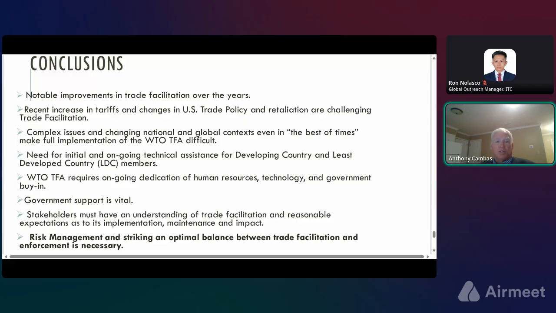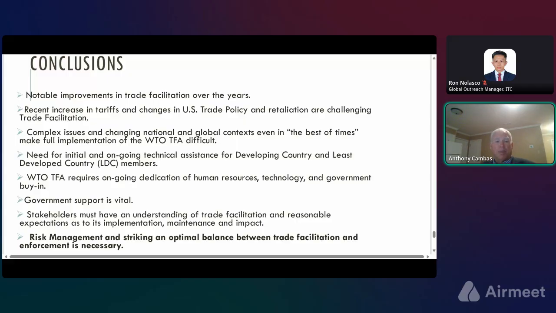So changing national and global contexts, even in the best of times, make the implementation of the WTO TFA, the trade facilitation, difficult. As I said, it's one thing to have a check mark. You had an international project, or you have donors that ask, was the WTO trade facilitation agreement implemented in your country? Check mark, yes, but it's an ongoing process that involves processes, procedures, technologies. It's not just about one or the other.